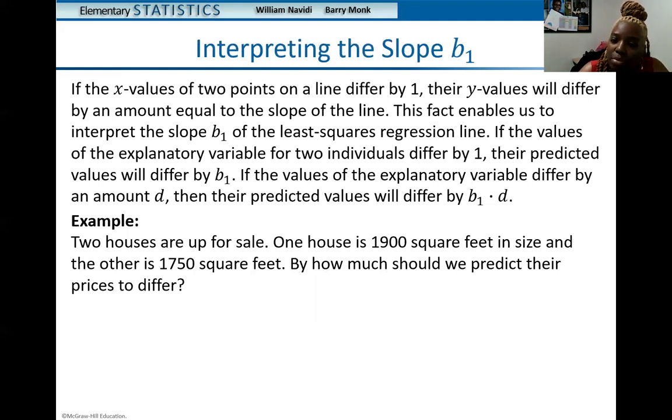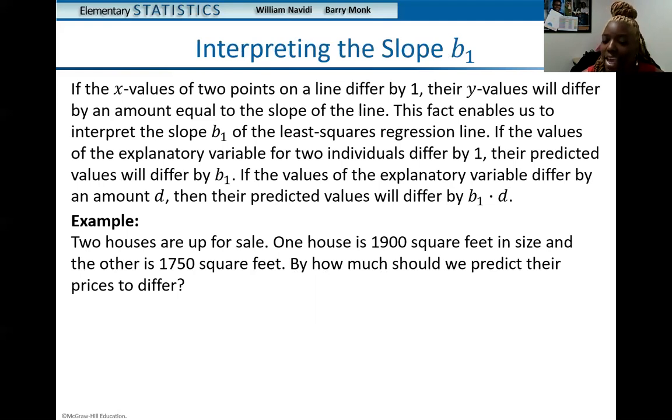All right, all this stuff, I'm not going to read that whole thing because you don't understand what I'm talking about. Sounds like Charlie Brown's teacher. So let's go to an example so I can explain it better. All right, so 2 houses are up for sale. One house is 1,900 square feet in size, and the other house is 1,750 square feet in size. So we want to know by how much we should predict their prices to differ.